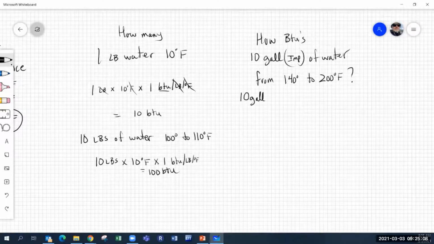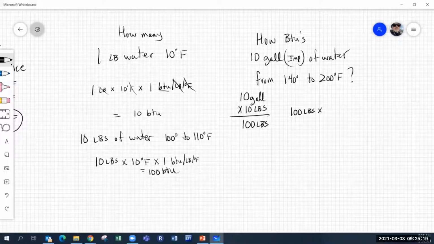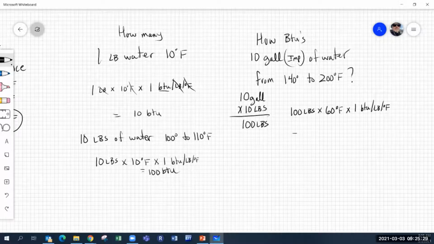We have 10 gallons. We know that 1 gallon is equal to 10 pounds. So we have 100 pounds of liquid. So there's our mass, 100 pounds. Delta T is 60 degrees Fahrenheit, and we multiply by water, 1 BTU per pound per degree Fahrenheit. And that equals 6,000 BTUs. Beautiful. I like it. Very good. Excellent.